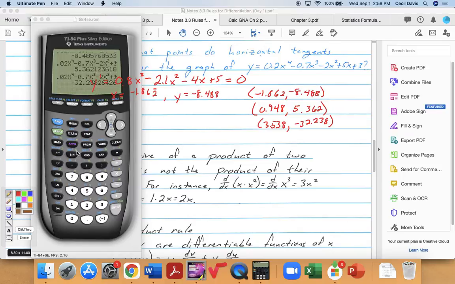We could, if we wanted to, graph. You can always kind of check it by graphing. You could graph this original one and look to see, does it have horizontal tangents at approximately these points? Let's go ahead and do it.